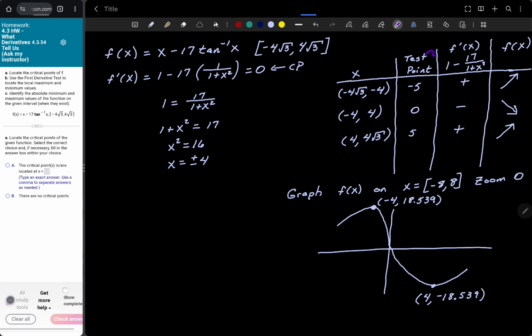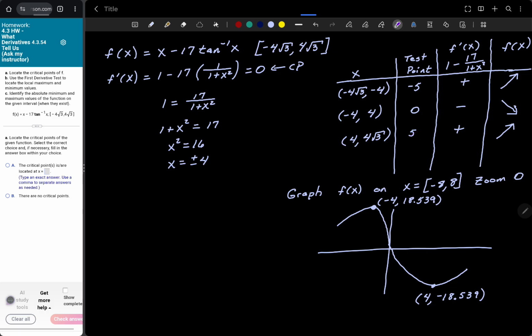Now, I need to choose a test point in each of these intervals. I know negative 5 is to the left of negative 4 and it's to the right of negative 4 root 3. I chose that. Negative 6 would have been fine. There's nothing special about negative 5 other than it is in the interval that it's supposed to represent. A number between negative 4 and 4, I chose 0. And a number between 4 and 4 root 3, I chose 5.